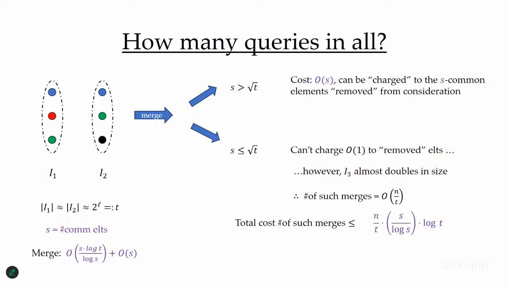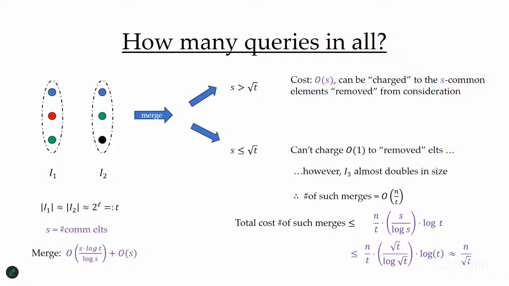So this is a little bit of math. I have N by T such mergers. Each merge takes S log T by log S. But S is small. S is at most root T. So I have N by T times root T by log root T times log T. But log T and log root T will cancel. Root T by T, I have N by root T that I pay. So I pay for the mergers of this phase T roughly N by root T.